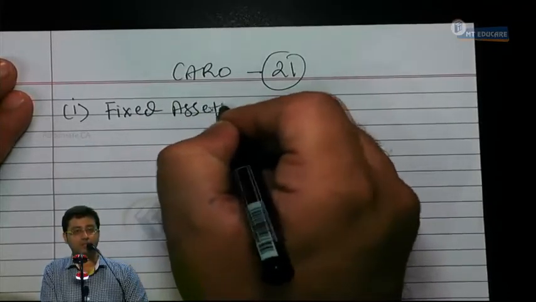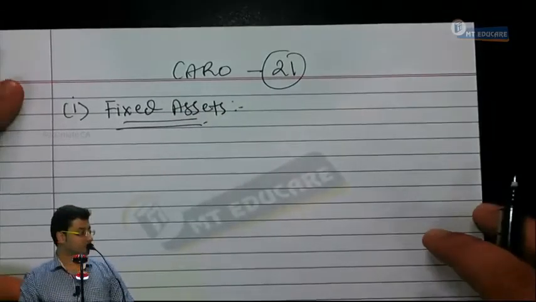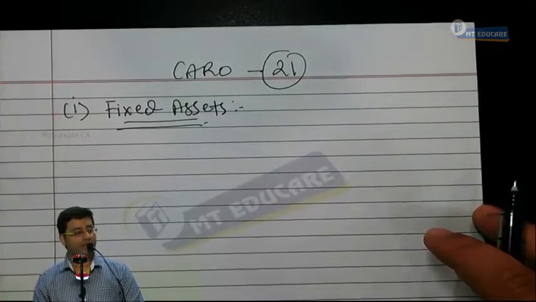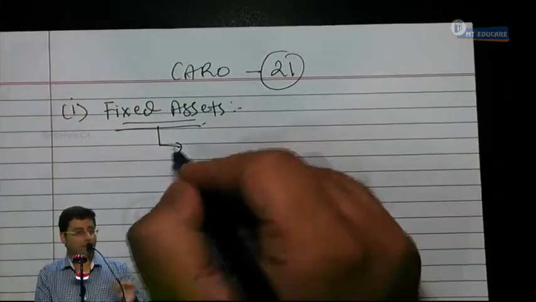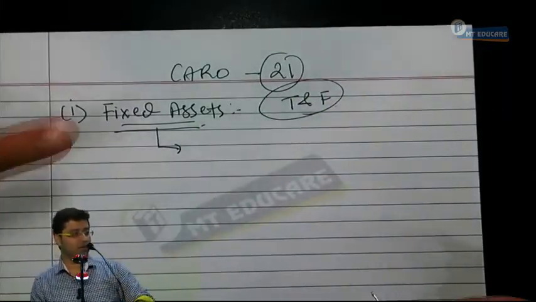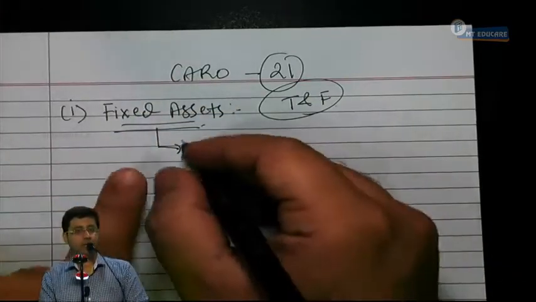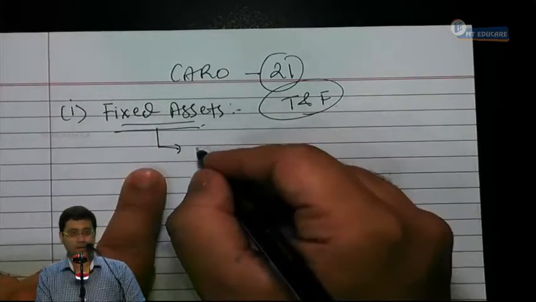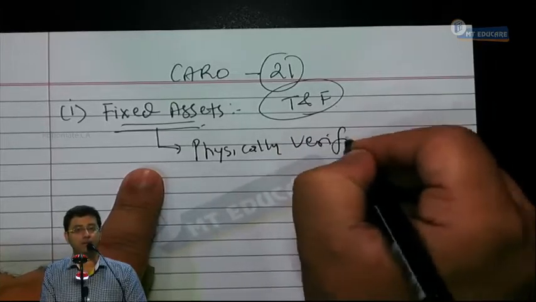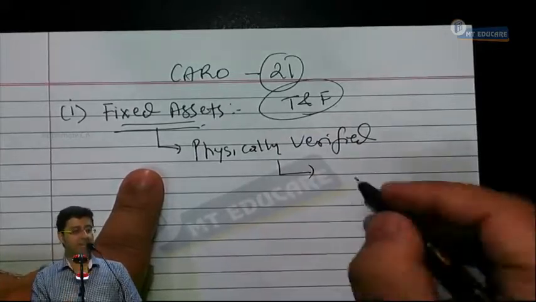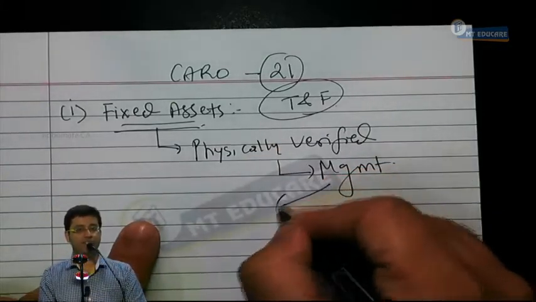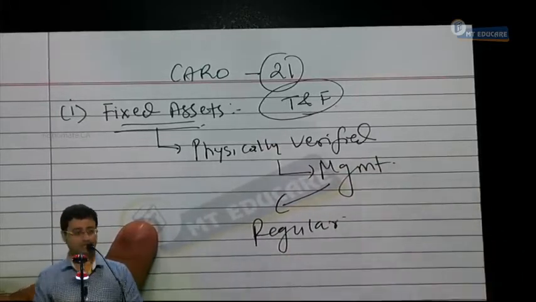Fixed assets. Clause number one is on fixed assets. Pay attention. Whenever a statutory auditor writes true and fair view in his statutory audit report, he should always write this point in CARO, that as far as fixed assets are concerned, they are being physically verified. And these fixed assets are being physically verified by its management. The management is doing physical verification, and it is happening on a regular basis.